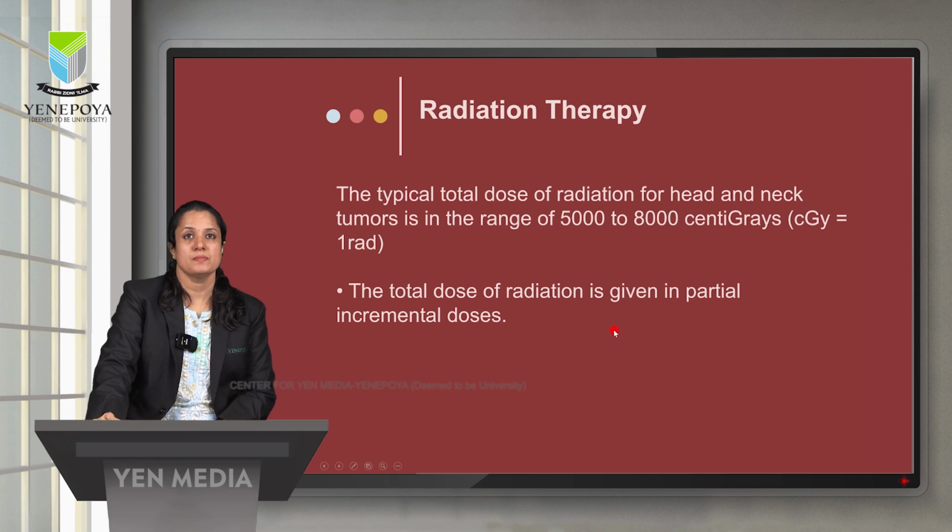The next problem is radiation therapy. In patients, the typical total dose of radiation for a head and neck tumor is in the range of 5000 to 8000 centigrays. So generally it is given in patients with head and neck tumors. This can affect both the normal tissues as well as the tumorous cells, and hence the total dose of radiation can be given in partial incremental doses, because this will prevent the destruction of the normal cells. Generally, when a high radiation dose is given in patients after extraction, it can lead to osteoradionecrosis, which will prevent the healing of the extraction sockets.